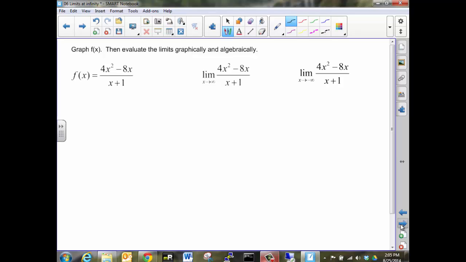Look at these 2 limits here on the next slide and determine what you think the answers to be. I'll give you 2 minutes. Go. The first one, I don't know why I put the function over there. Oh, I said graph f of x. So you could graph it and then evaluate the limit. But don't worry about graphing. I really want you to be able to look at that without graphing it and tell me what the limit is.